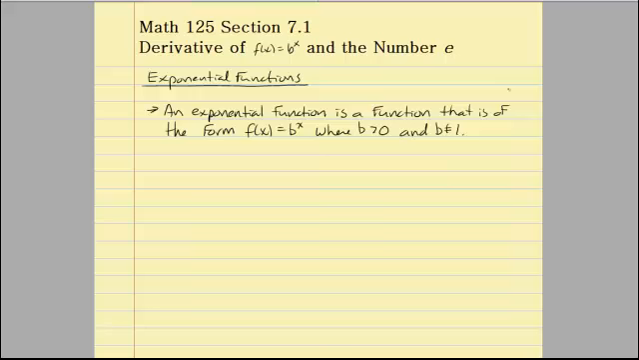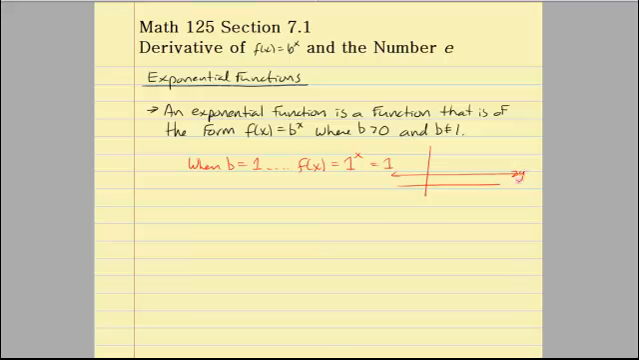But why can't it be 1? Well, let's go ahead and look at that real quick. Let's look at the case when b equals 1, and we'll see pretty quickly why it's not of much interest. So here, if we have f of x equals 1 to the x, we realize that 1 to the x is just a constant function.